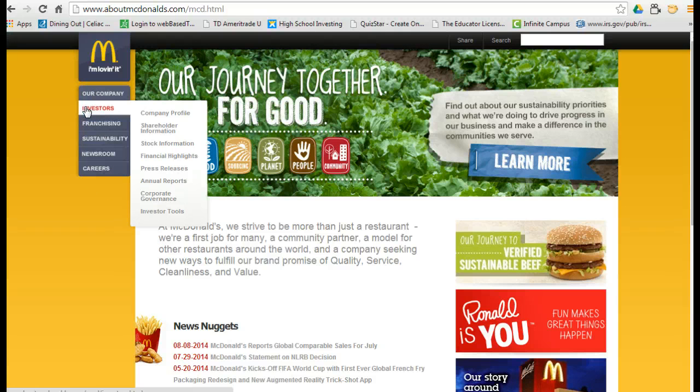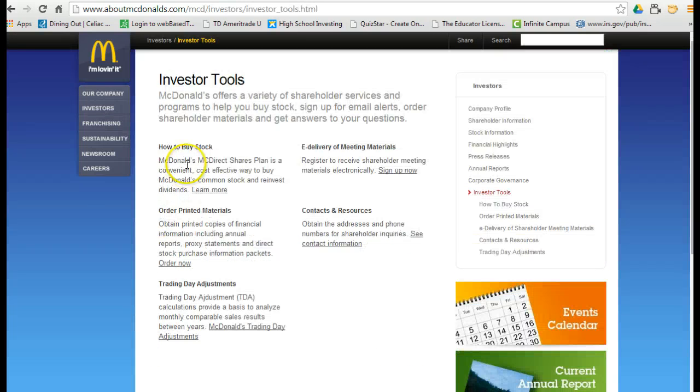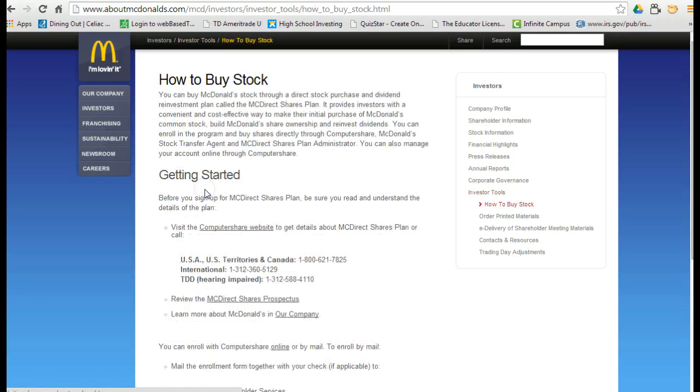When I click on investors, it gives me a bunch of different things. I could go through and look at all of these, but I want to go to investor tools. Investor tools, how to buy stock. And right here it says learn more on how to buy stock directly from the company. And then it says before you sign up for McDirect, look at that, they put the little Mc in there, McDirect shares plan, be sure to read and understand the details of the plan.